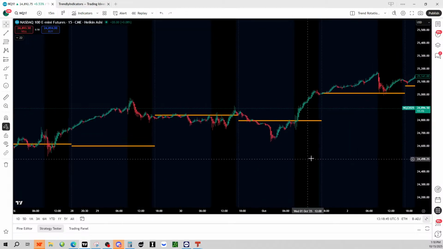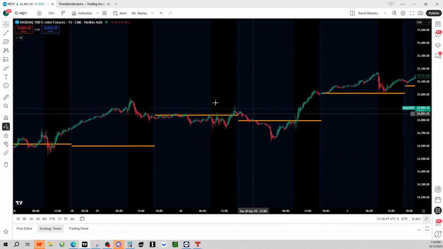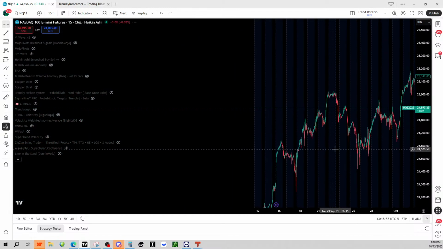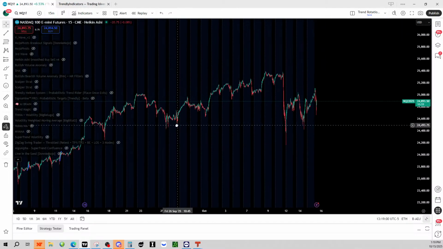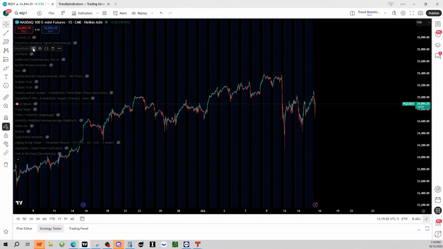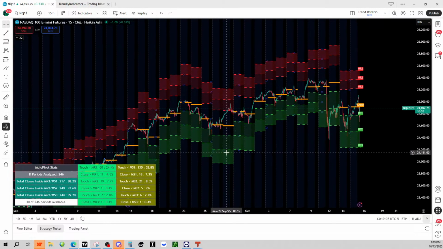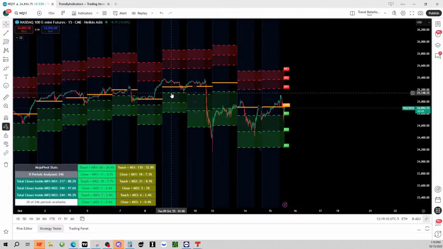That's kind of a starting place. Taking it a step further, we can hide this, zoom back out, and we'll bring in the Mojo pivots. So there's your line in the sand, and all these are standard deviations away from the line in the sand. It creates almost like an oscillator effect with price on the chart.